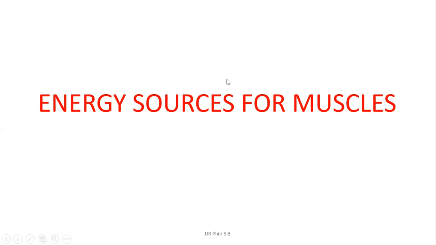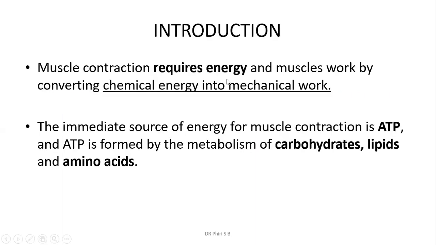So we'll start by looking at energy sources for muscle activities. So muscle contraction requires energy, and muscles work by converting chemical energy into mechanical work. So the mechanical work that you are able to see, that somebody is working out, somebody is pushing something, somebody is carrying something, is because of the muscles that are capable of converting the chemical energy into mechanical energy that you can appreciate as work outside.